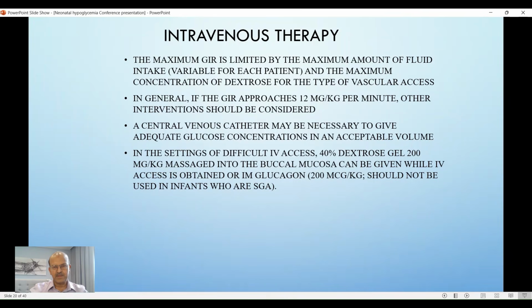PICC line is preferable. UVC is an option as well. But the UVC position is important as you'll be giving concentrated glucose. In the setting of difficult IV access, 40% dextrose gel massaged into the buccal mucosa can be given, or IM glucagon. But remember that in IUGR babies, glucagon doesn't work.